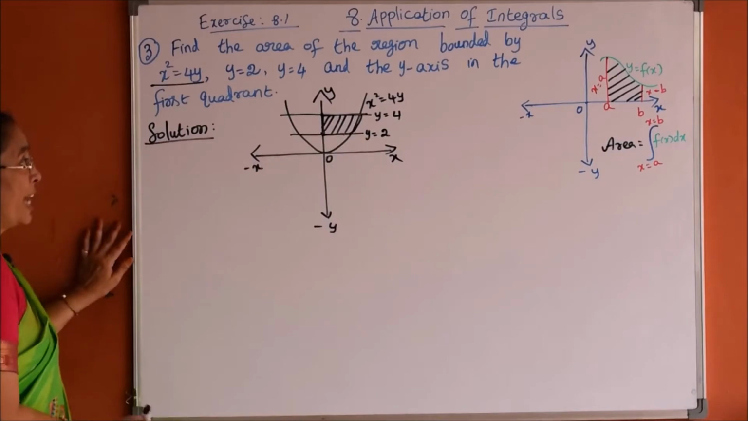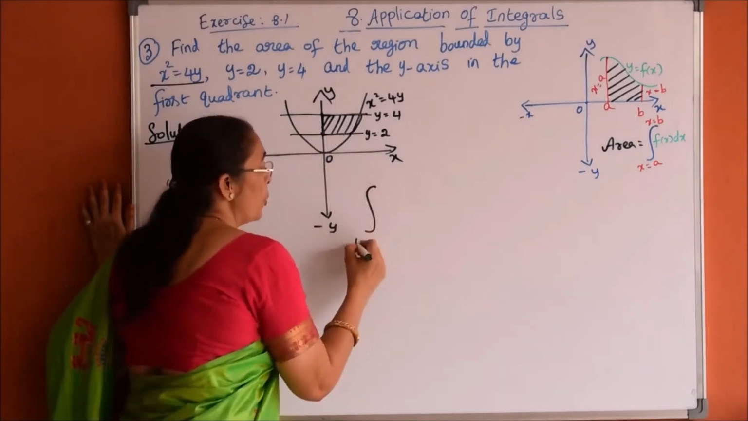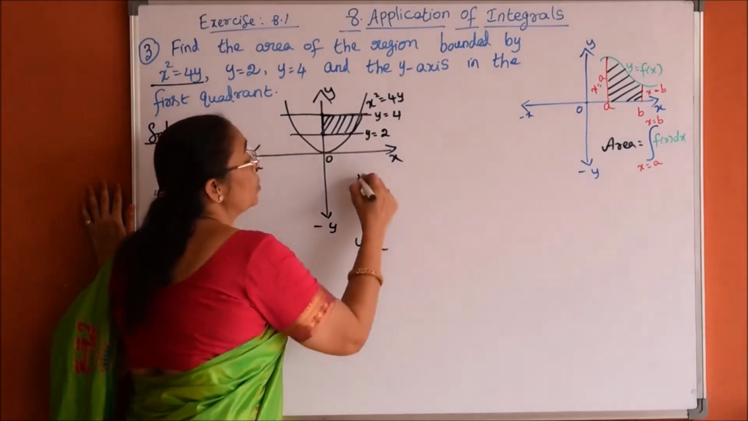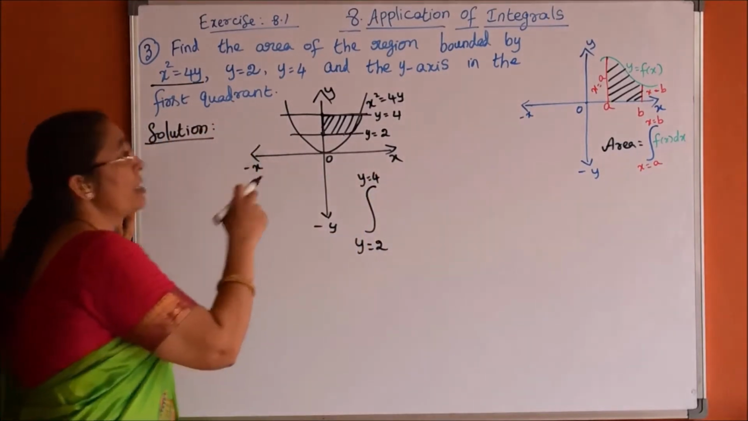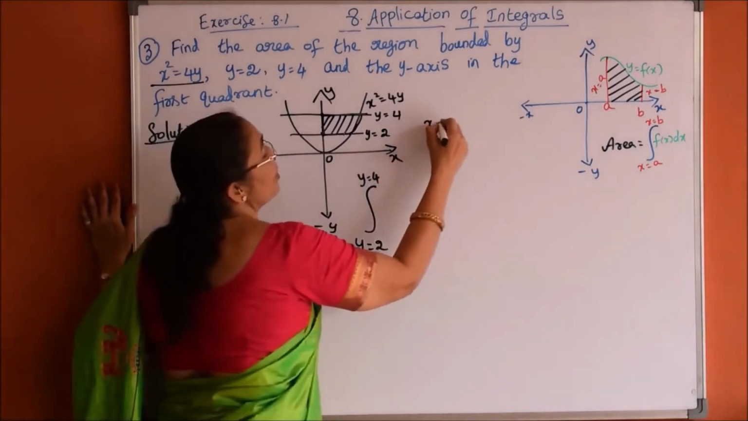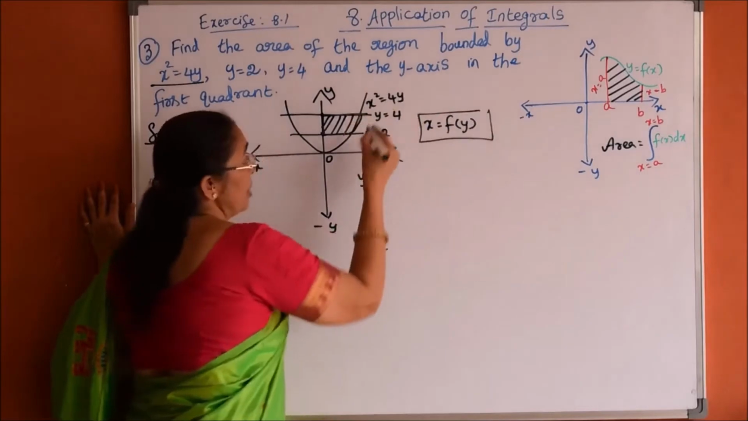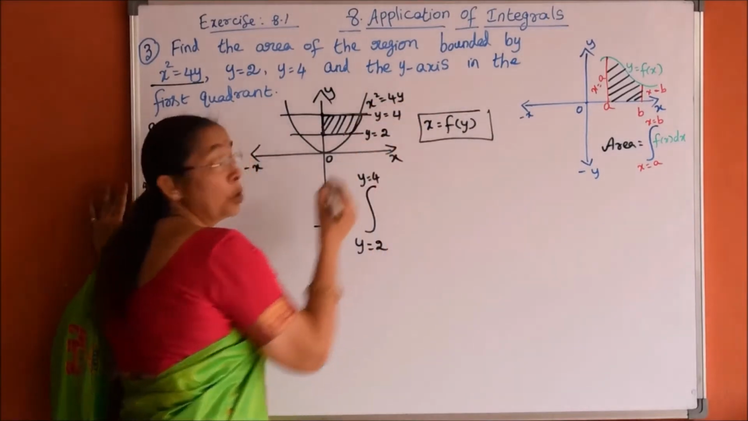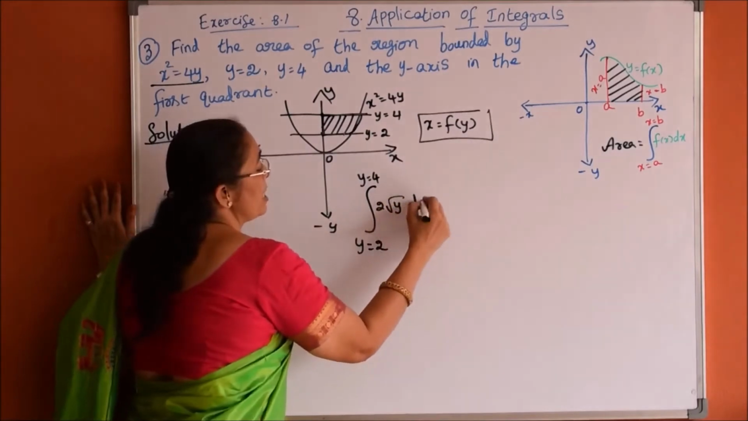So how can we write this one in integration? It is nothing but integration of y is taking the values 2 to 4 and the curve should be x is equal to f of y form. X is equal to f of y, the curve should be. So from this x is equal to root over 4y, which is nothing but 2 root y dy.